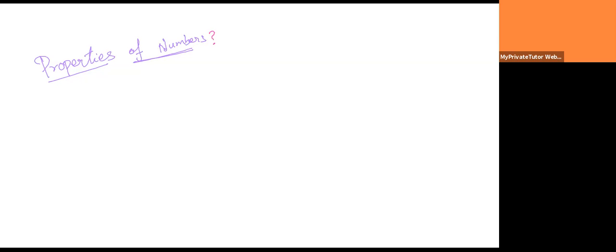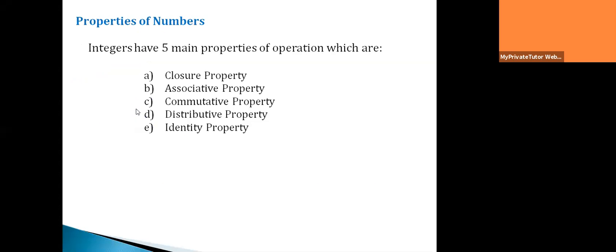What are the properties of numbers we have? We have 5 important properties of numbers. So let's try what they are. One is the closure property, the associative property, the commutative property, then the distributive property, and finally identity. I will explain what exactly each one means.